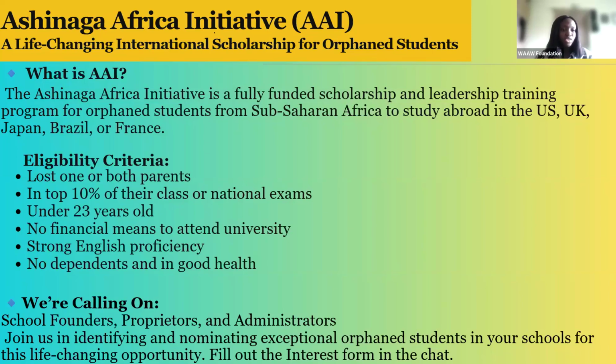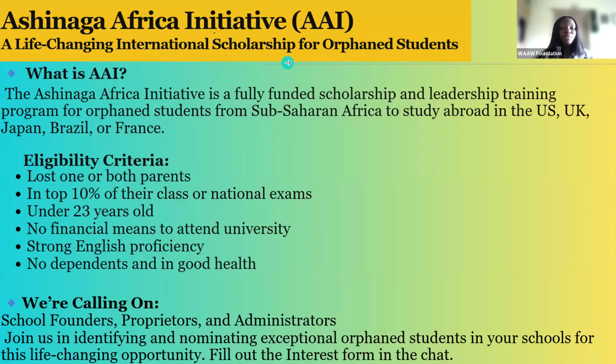Now, the criteria, like we said, is for orphaned students. The students must have lost one or both parents, be in the top 10% of their class on national exams, be it WASSCE, NECO, JAMB, SAT, IELTS, whatever exam it is in their country, be under 23 years old, and have no financial means to attend university. That still brings us back to HALI, which is high achieving and low income students. They also need strong English proficiency for those going to English speaking countries, no dependents, and good health. So they shouldn't have people depending on them.